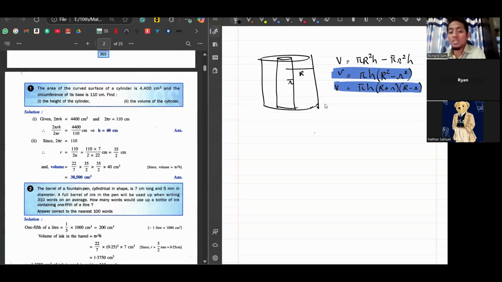Okay, next surface. How many surfaces does this have? 3, which all?